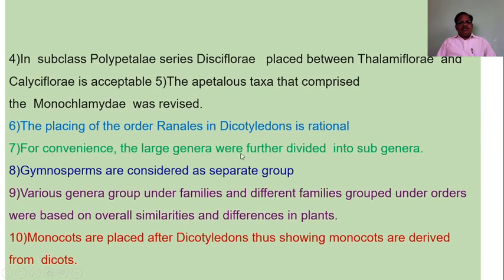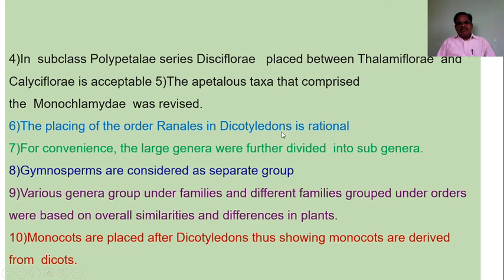Then the fourth one is that in the subclass Polypetalae, the series Disciflorae placed between Thalamiflorae and Calyciflorae is acceptable, and the apetalous taxa that comprised the Monochlamydeae were revised. One more thing, the sixth one, the placing of the order Ranales in Dicotyledons is rational, means it is correct. That is, in the starting of the system, the Ranales is placed in the Dicotyledons. It is very correct.